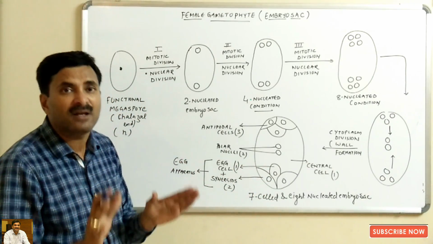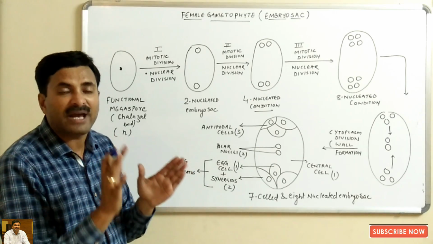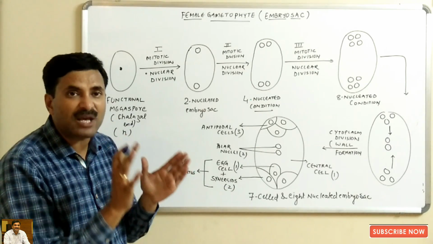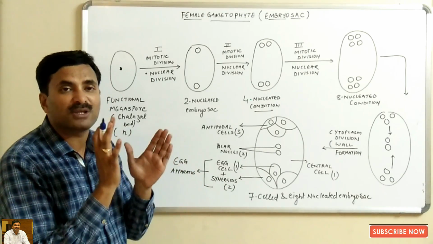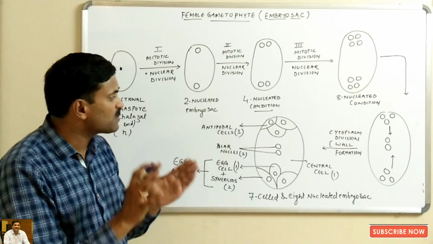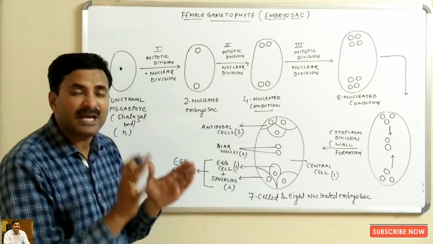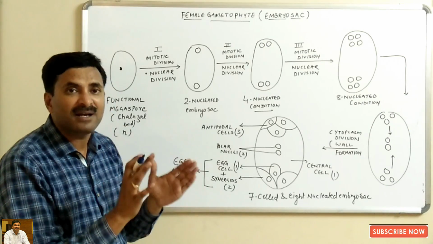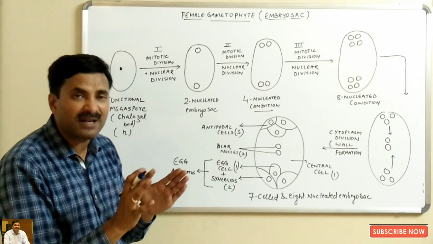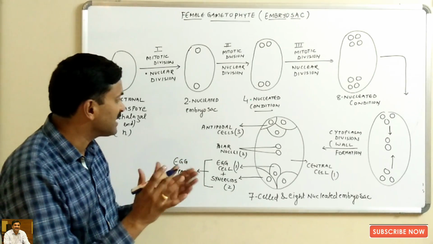So this 7-celled and 8 nucleated embryo sac or the female gametophyte is the most common type of embryo sac, which is developed from a single functional megaspore, and hence we can say that such a type of embryo sac development is called the monosporic type of embryo sac development, which was first shown in the Polygonum plant by a scientist known as Strasburger, and hence it is also called the Polygonum type of embryo sac development.